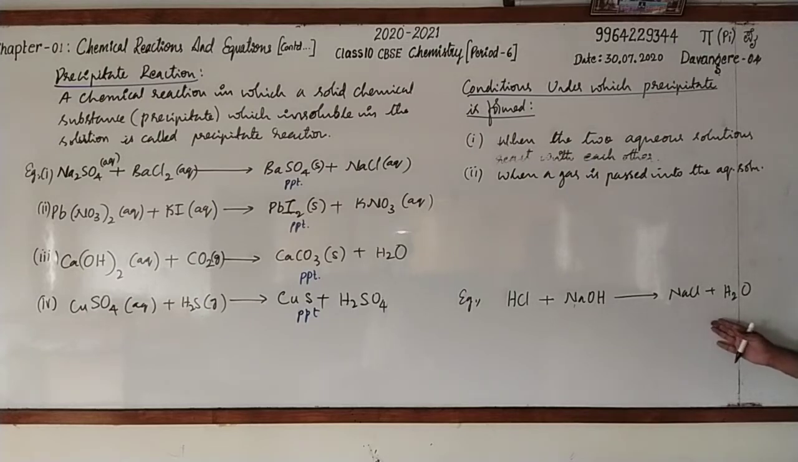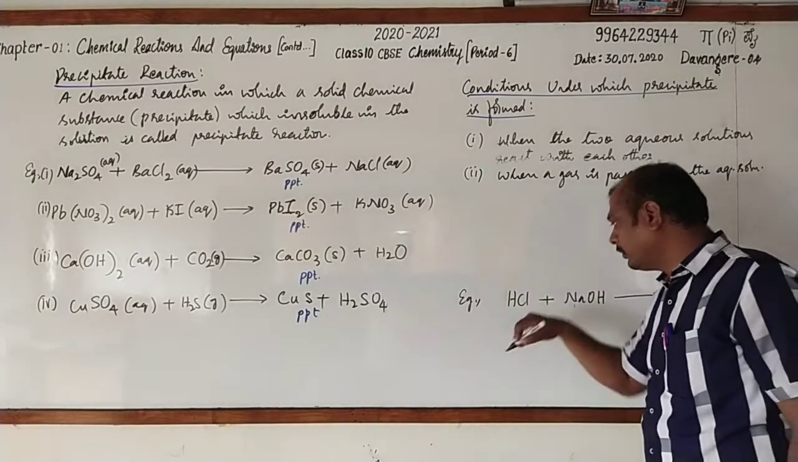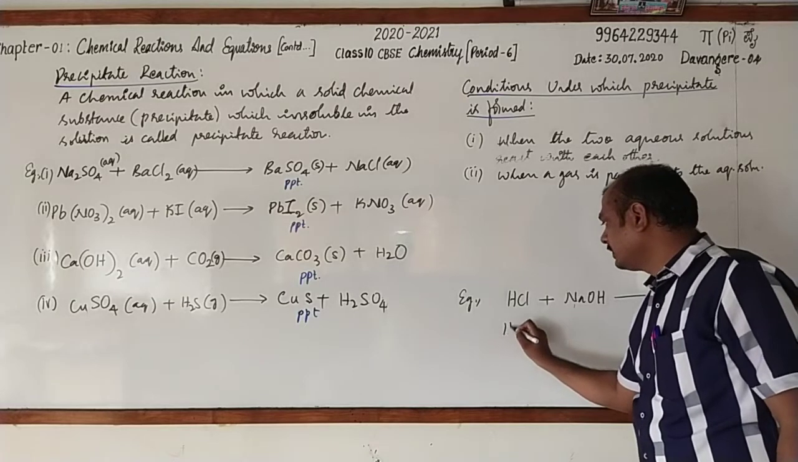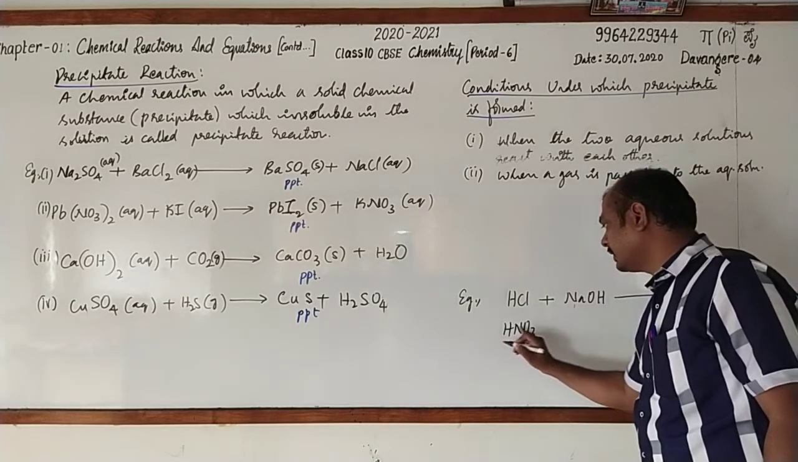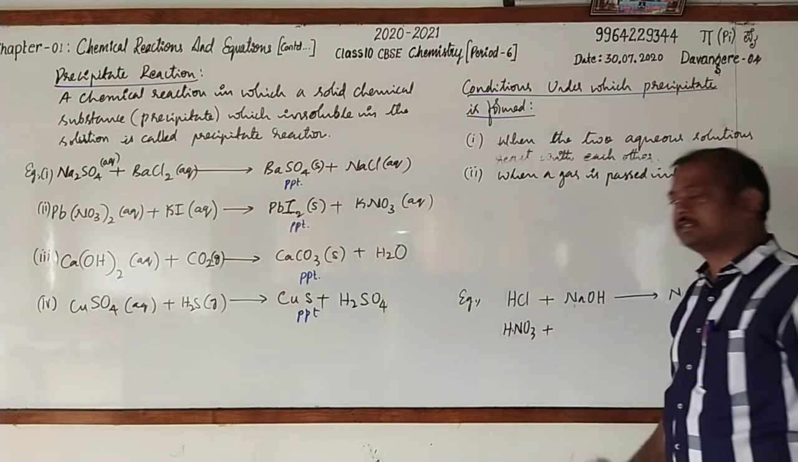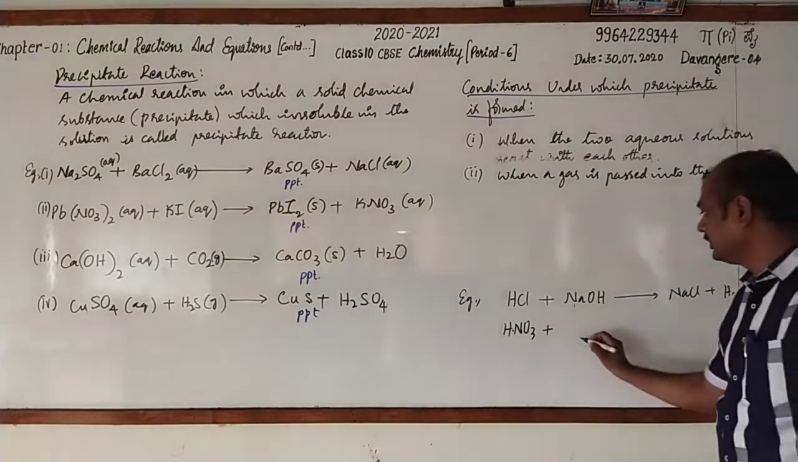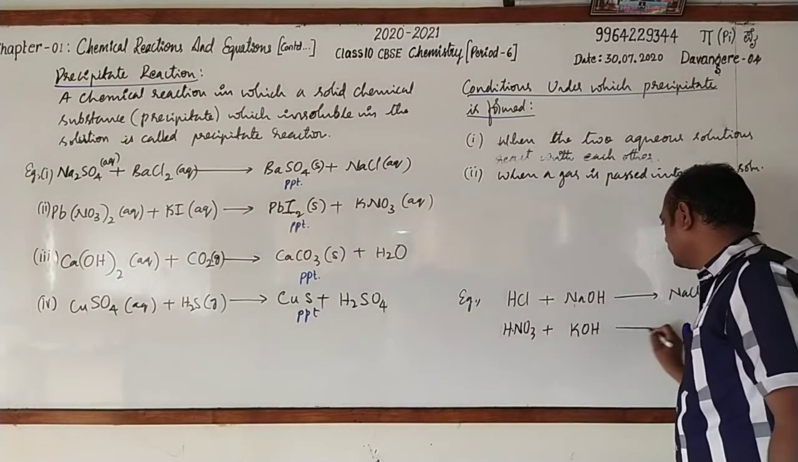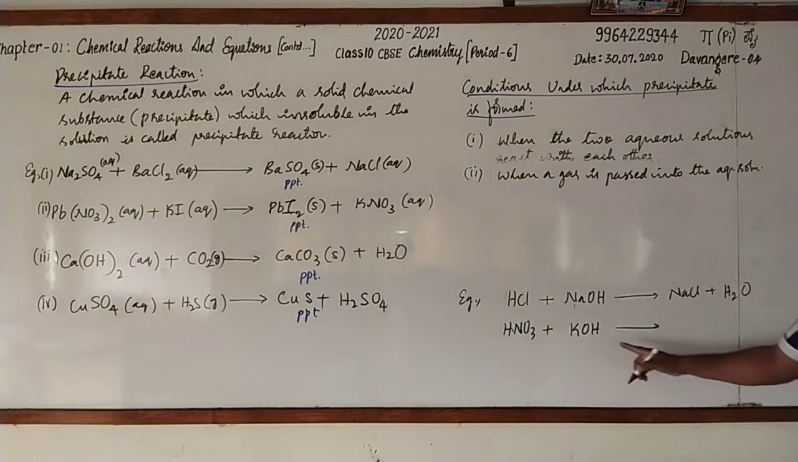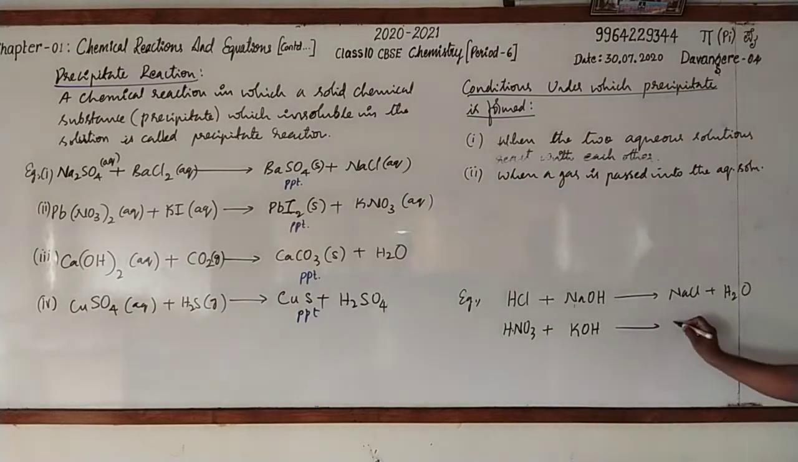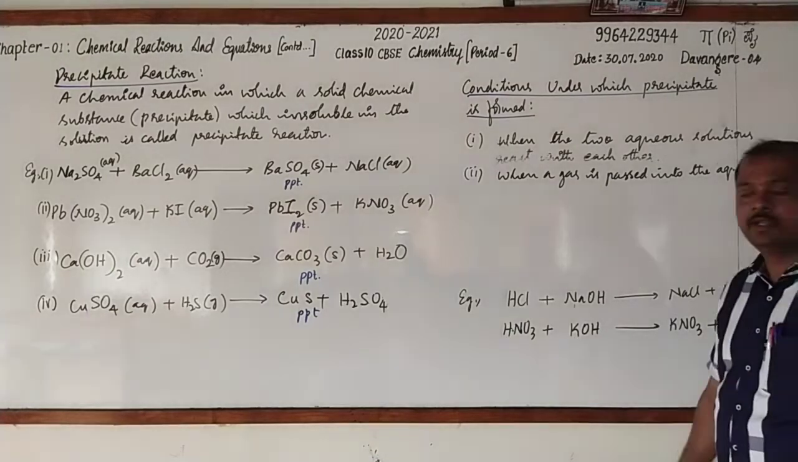It is also double displacement. I will take one more. It is HNO3. What is this? Nitric acid. Is it not? Then KOH. It is potassium hydroxide. What will we get? It is KNO3, potassium nitrate, plus water. This is also an example of a double displacement reaction.